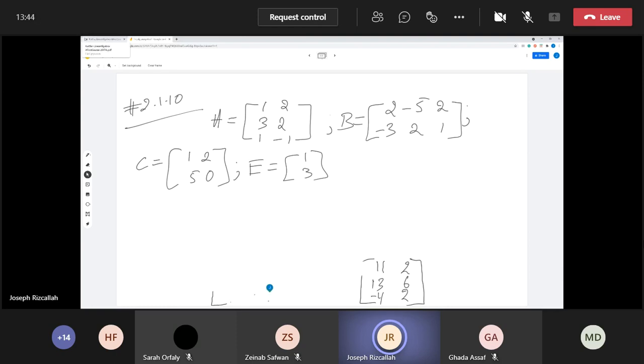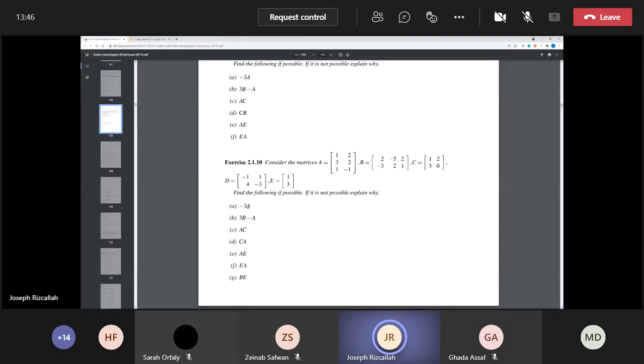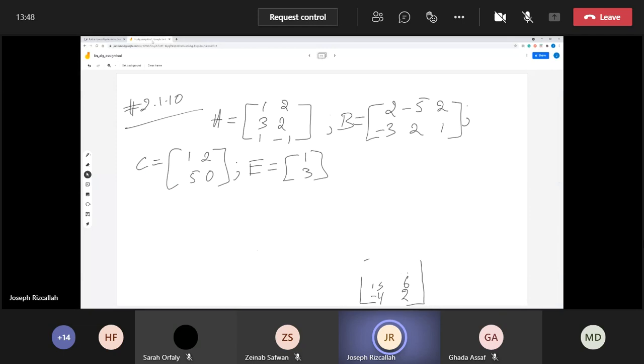Okay, in the first one, in D, we need to find CA. CA is obviously undefined, right? Because C has 2 columns and A has 3 rows. So in part D, the product CA is undefined.